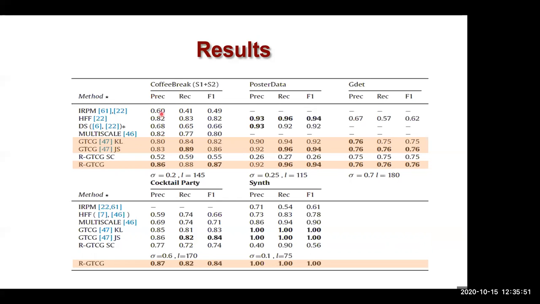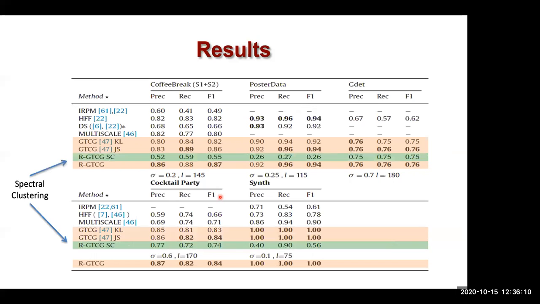So here you can see the precision, the recall, and the harmonic mean, the F1 measure. Of course, the higher, the better. And you can see that almost always, I would say always, the algorithm is able to beat the state of the art and to get much better results than other existing approaches.